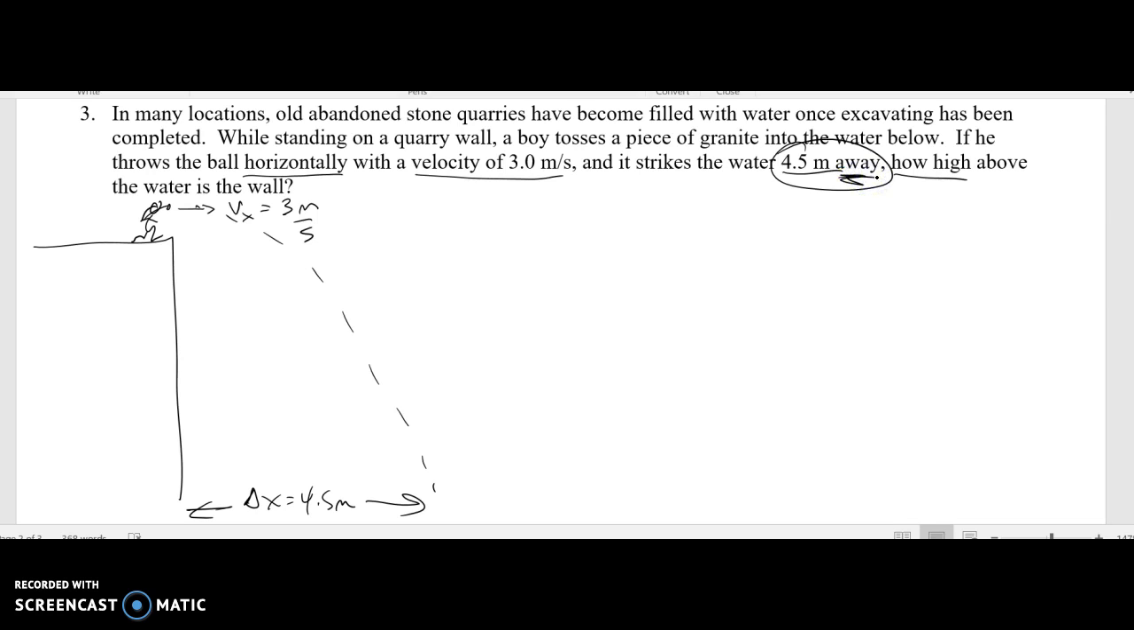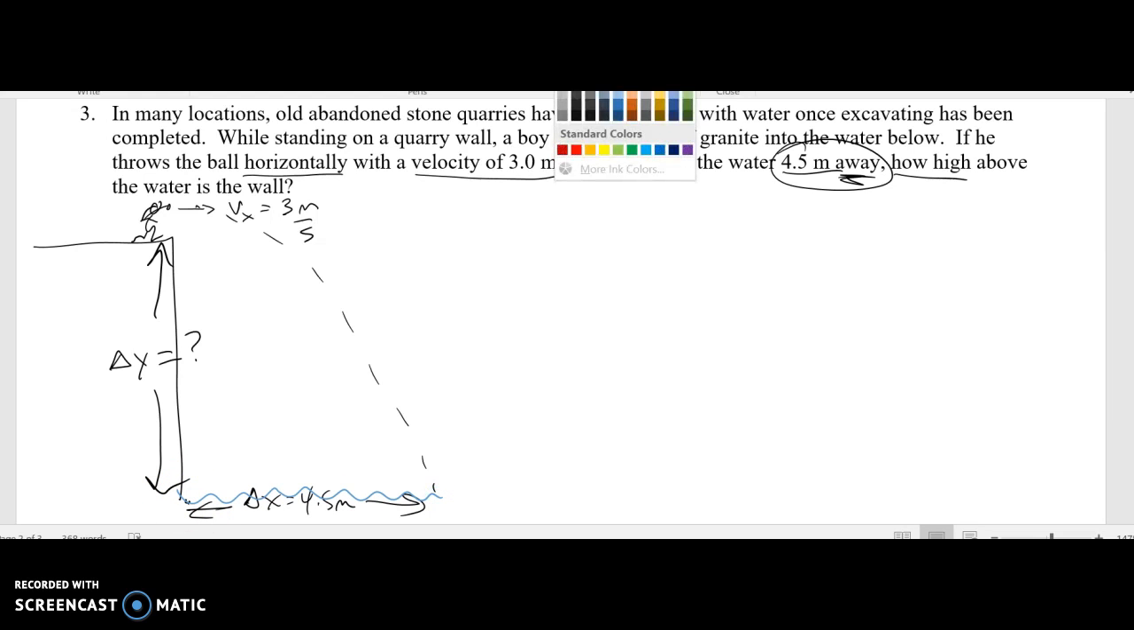We don't know too much else. It's horizontal, velocity of that. That's all. And what we're trying to find is delta y. How high is that cliff over the water? I'm assuming this is water down here. Okay, so you know what to do next.